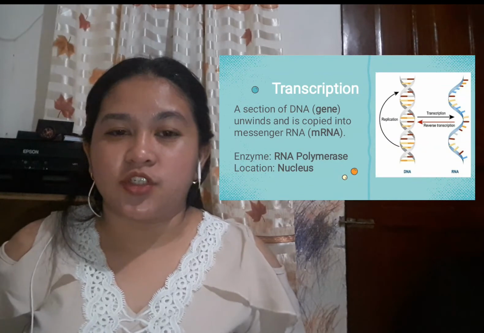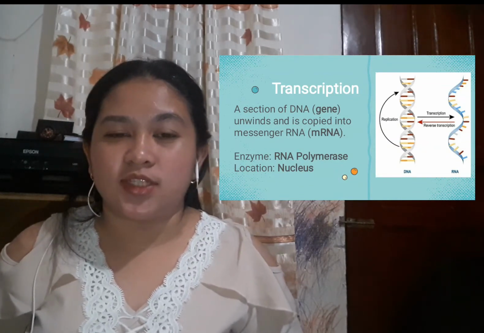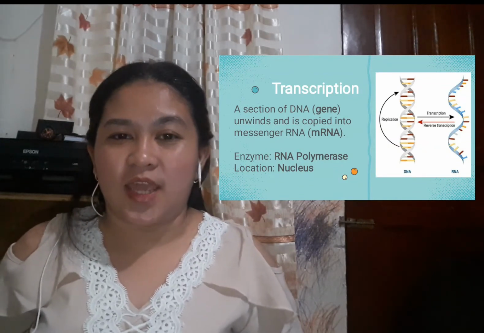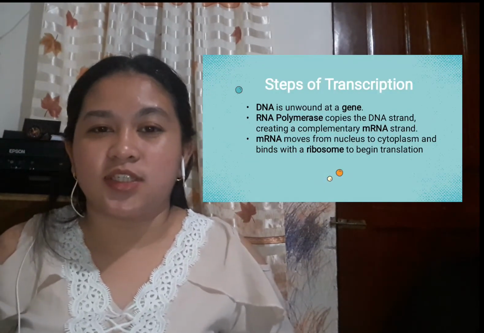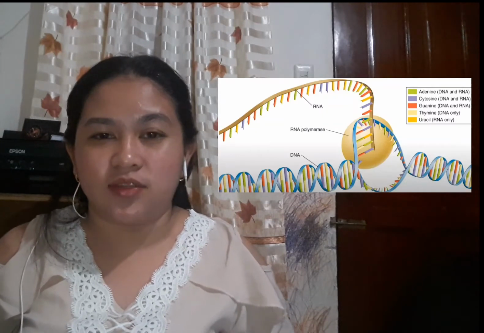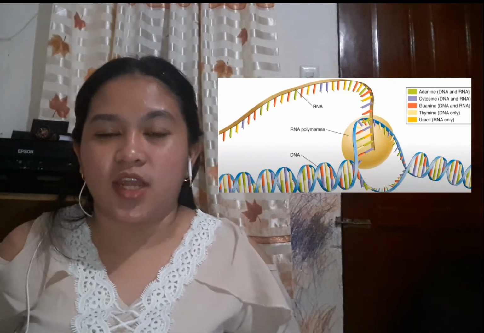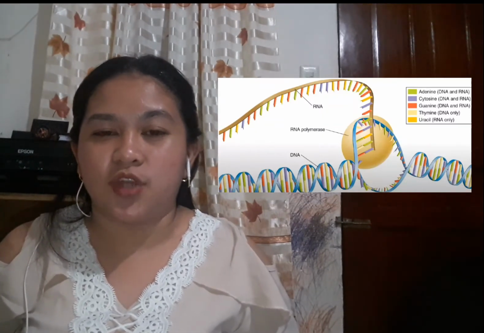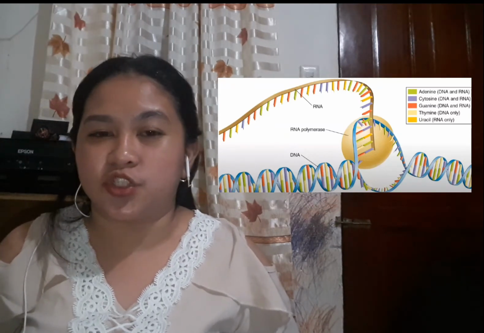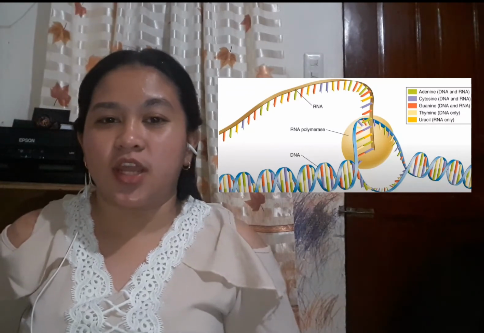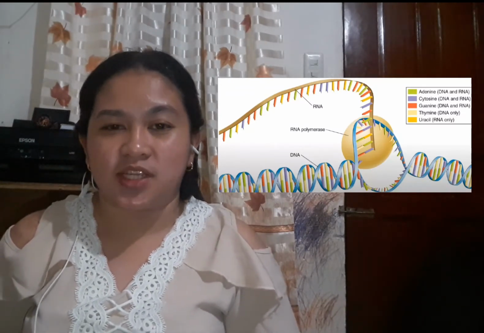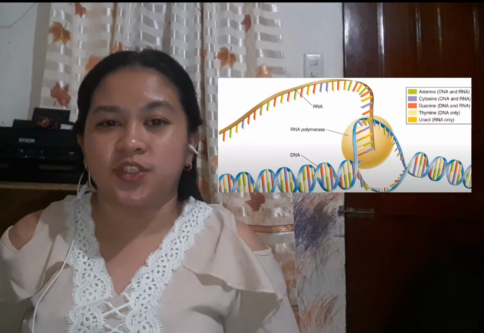Transcription is when a section of DNA, or a gene, is copied to a messenger RNA. There are three steps of transcription. The first one is that DNA is unwound at a gene. The second one is that RNA polymerase copies the DNA strand, creating a complementary messenger RNA strand. And the last step is that the messenger RNA moves from the nucleus to the cytoplasm and binds with the ribosomes to begin translation.